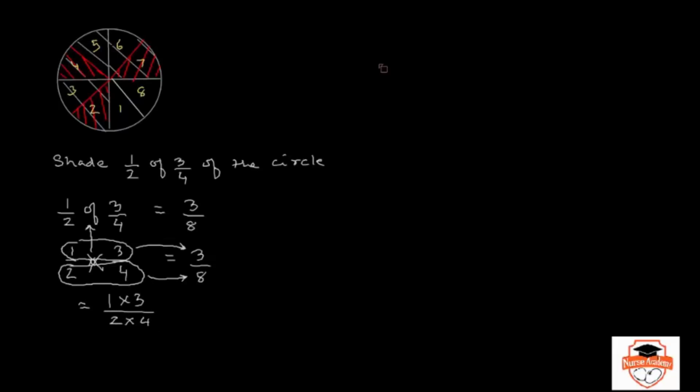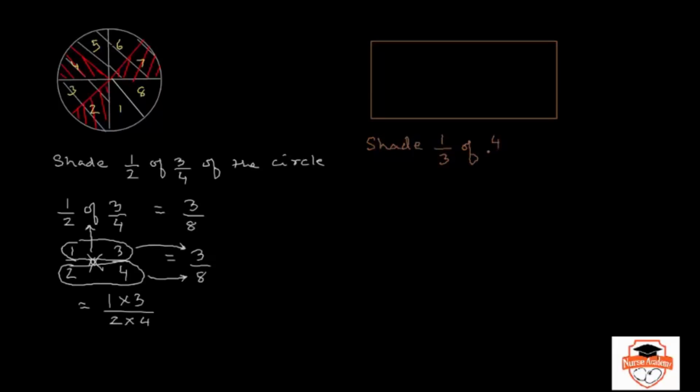Let's take another example. Imagine we have a rectangle now, and we want to shade, let's say, 1/3 of 4/5 of the rectangle. Once again, our first job is to nail this down. Get the 4/5 right, because then we are going to pick 1/3 of that.